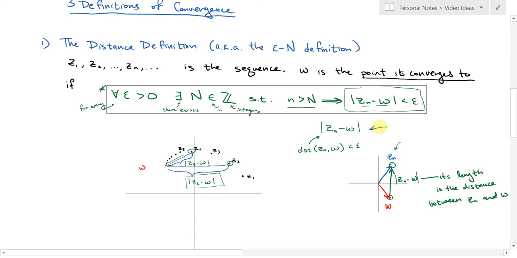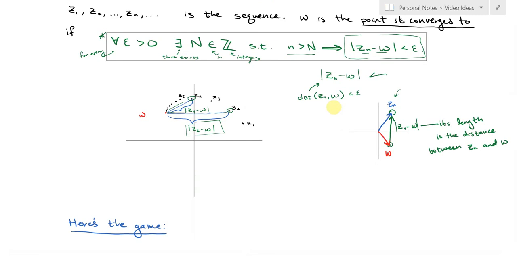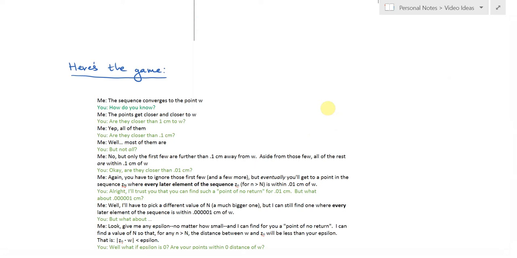All right, so I think the best way to explain what this definition is trying to communicate is to have a dialogue. So I've written this nice dialogue here between me and you, the viewer. Me: The sequence z sub n converges to the point w. You: How do you know? Me: Well, the points get closer and closer to w.